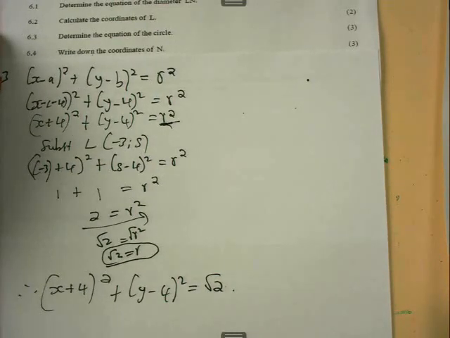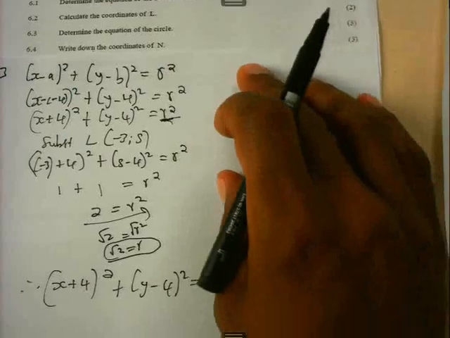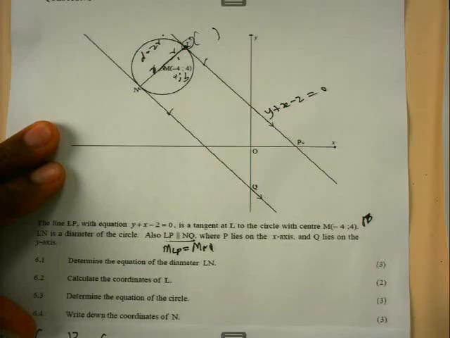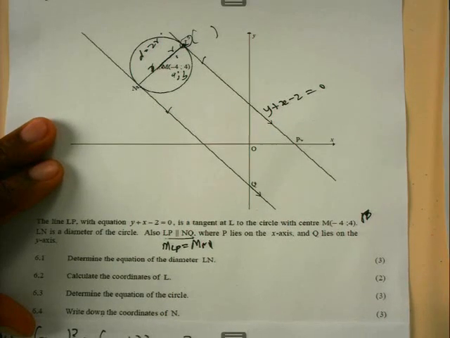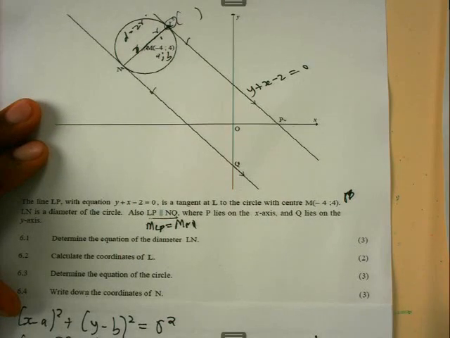Right, now 6.4. Write down the coordinates of N. It's a very interesting question now. Look at N. Can you see N? Here it is. They are saying we must write down the coordinates of N. How do you write down the coordinates of N? Of course, you must look at the information now.